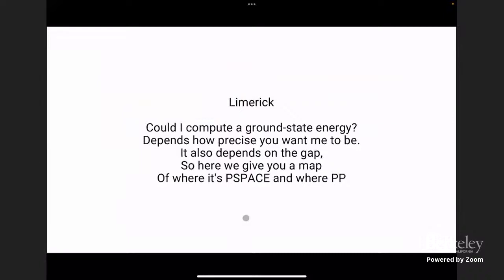And I end with the limerick. Could I compute a ground state energy? Depends how precise you want me to be. It also depends on the gap. So here we give you a map of where it's PSPACE and where PP.